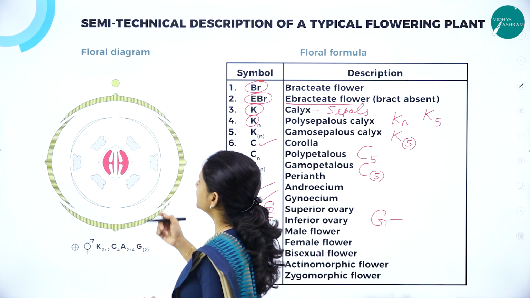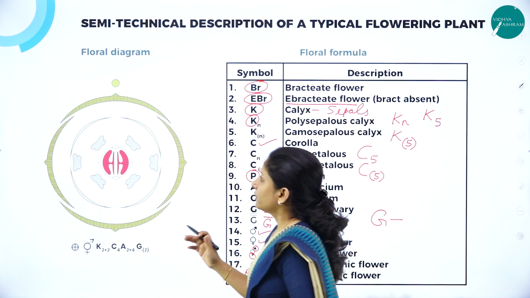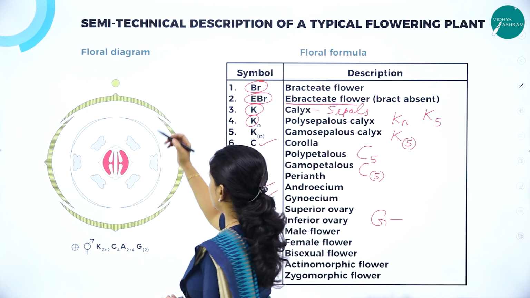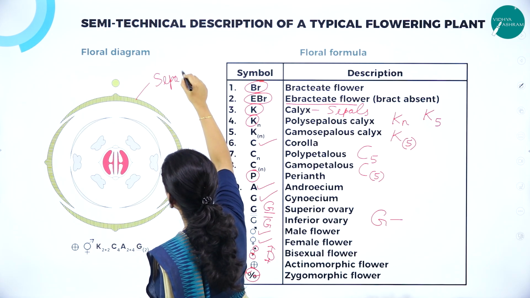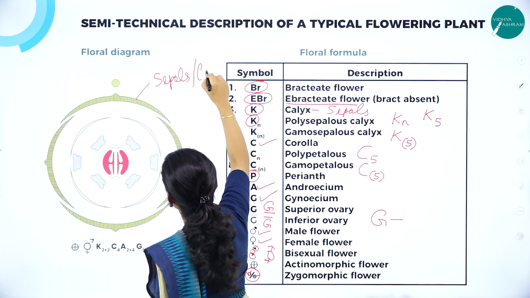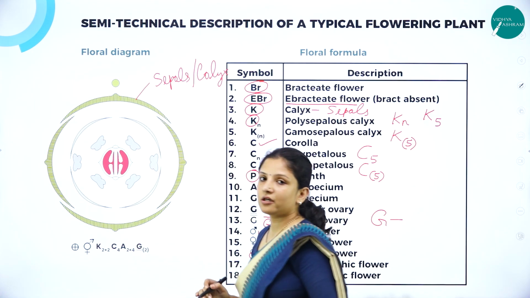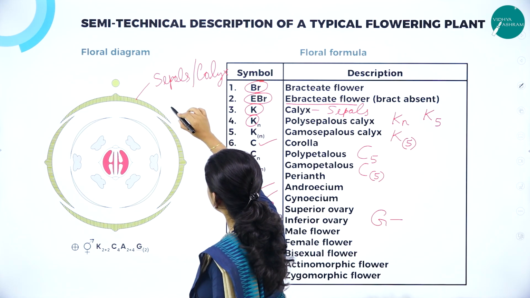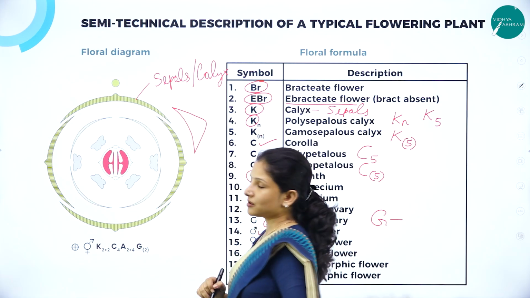So a floral diagram is usually drawn like this, wherein we put a circle and then we represent the sepals. That is, we have to start with the outermost whorl. So the outermost whorl here is the sepals, which is nothing but the calyx. It is also called the calyx. Now, sepals are always represented either like this, or you can also represent sepals while drawing like this. It is represented this way.